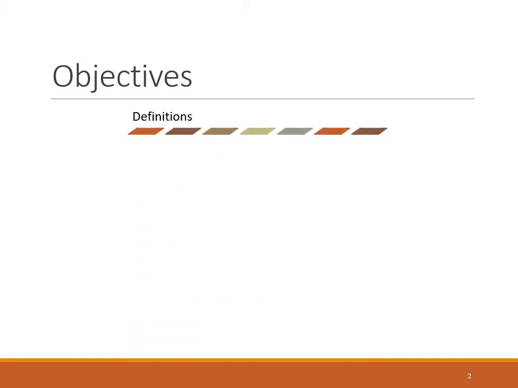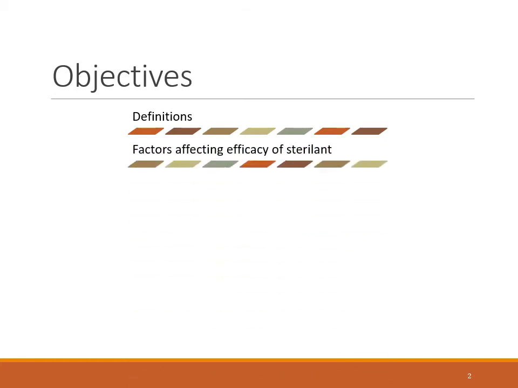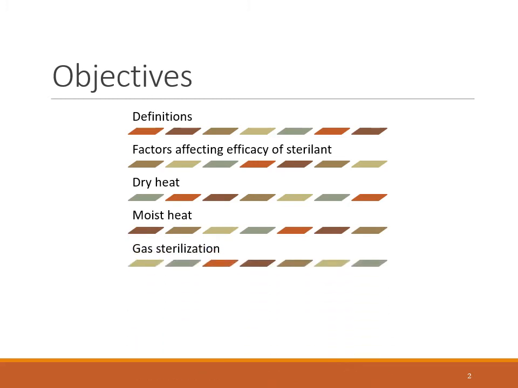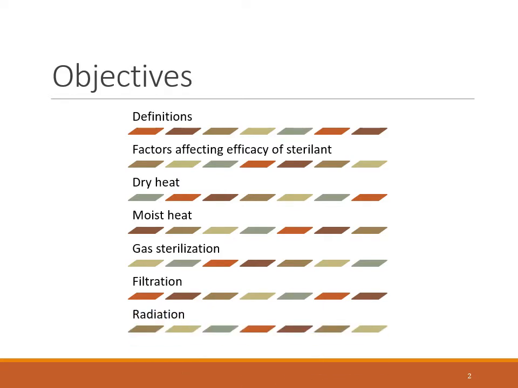First we will see the definitions. There are different definitions for different terms. Then the factors affecting the efficacy of the sterilant. Then dry heat, moist heat, gas sterilization, which will include your ETO, then filtration, and at last the radiations.